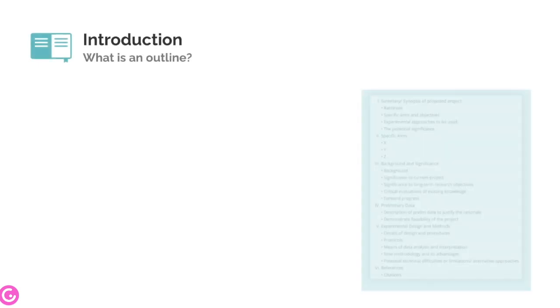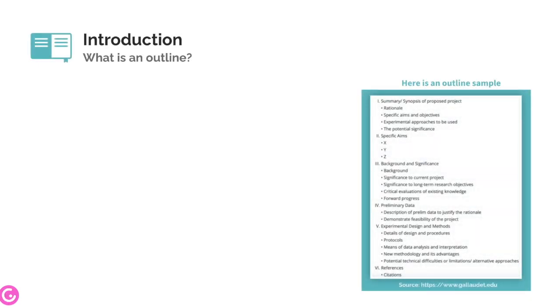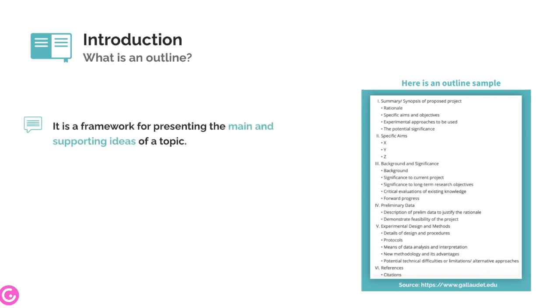Understanding academic information and revising for your test can be stressful, especially when you don't know where to start. That's why we recommend to begin with an outline. The first thing you need to know is, what is an outline? An outline is simply a framework for presenting the main and supporting ideas of a particular subject or topic.